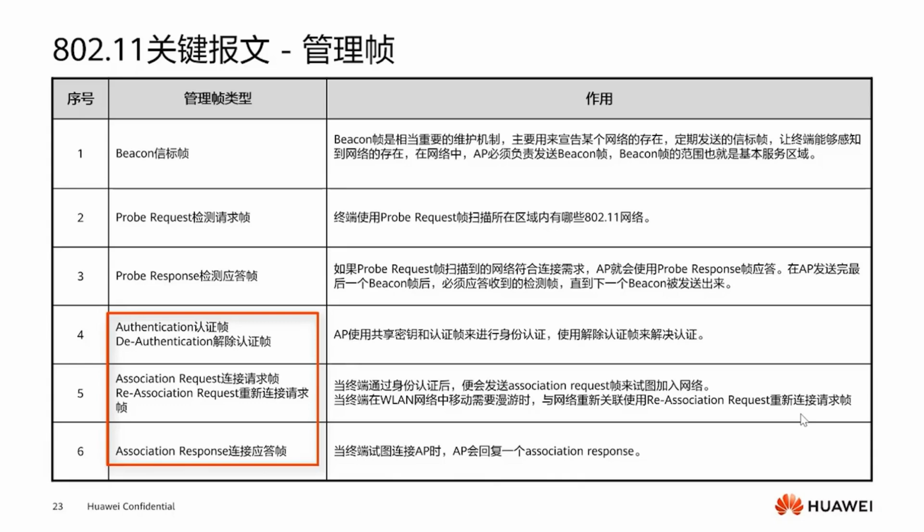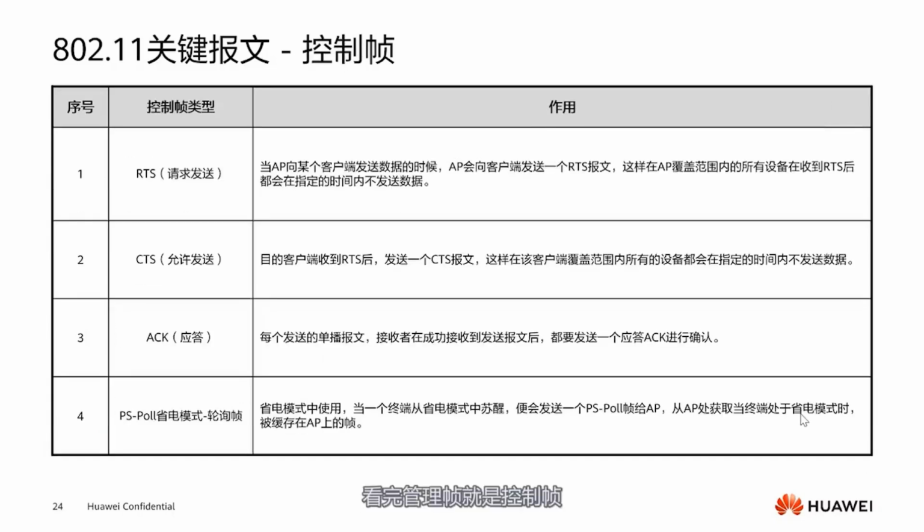After discussing management frames, we move on to control frames. Control frames are quite familiar to everyone. RTS is request to send, CTS is clear to send, and ACK is an acknowledgement. The AP must send an ACK to confirm after successfully receiving data. This is how it works.